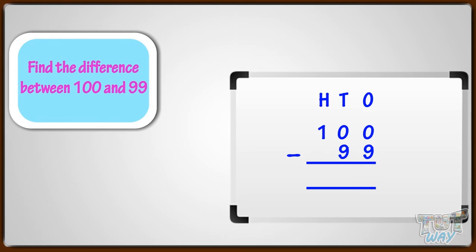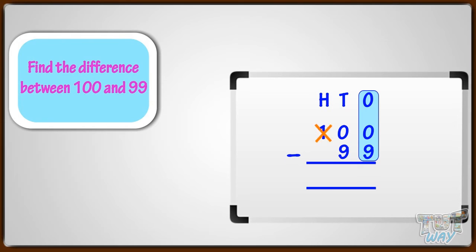First, find the difference between the numbers at ones place. We can't subtract 9 from 0. So what will we do now? We will borrow 1 from the number at tens place. Number at tens place is 0. It can't give us 1, so what will we do now? We will borrow 1 from hundreds place. The number at hundreds place is 1.